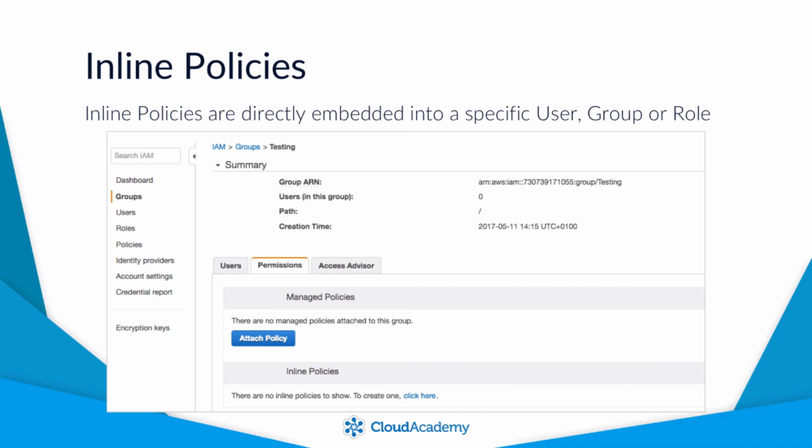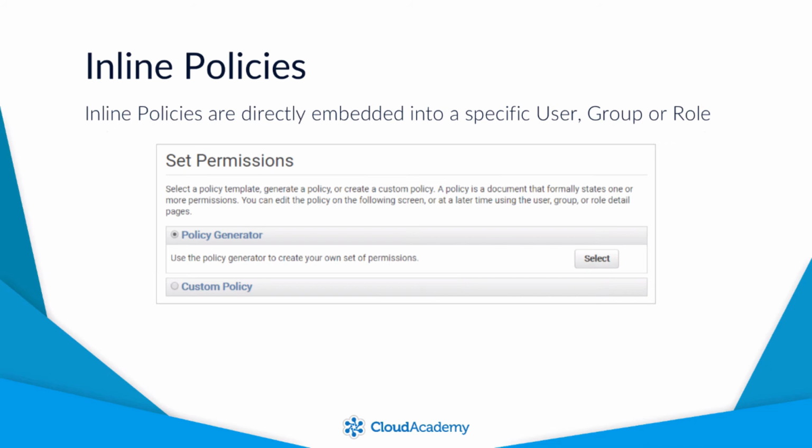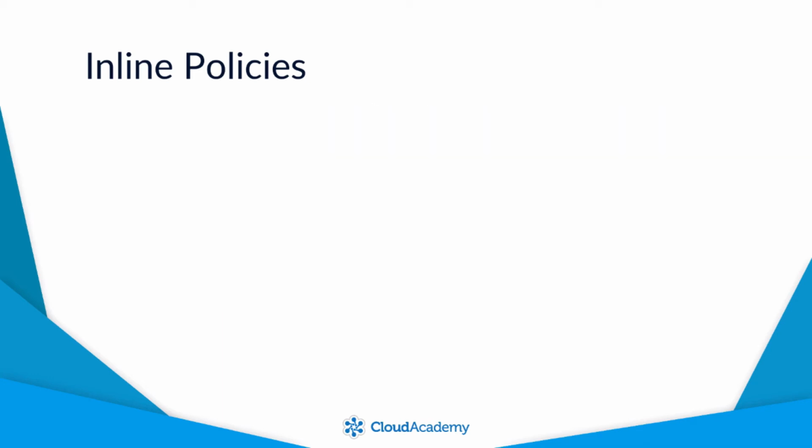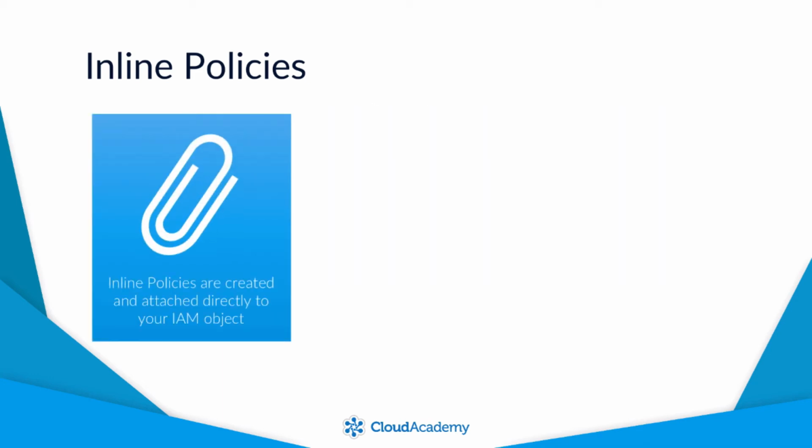To add an inline policy within the AWS Management Console, you must select the user, group, or role, select the Permissions tab, and click on Click here to add an inline policy. You will then be given 2 options in creating your inline policy. 1, using the policy generator, or 2, writing your own custom policy. When the policy has been created, it's then associated to your IAM object.